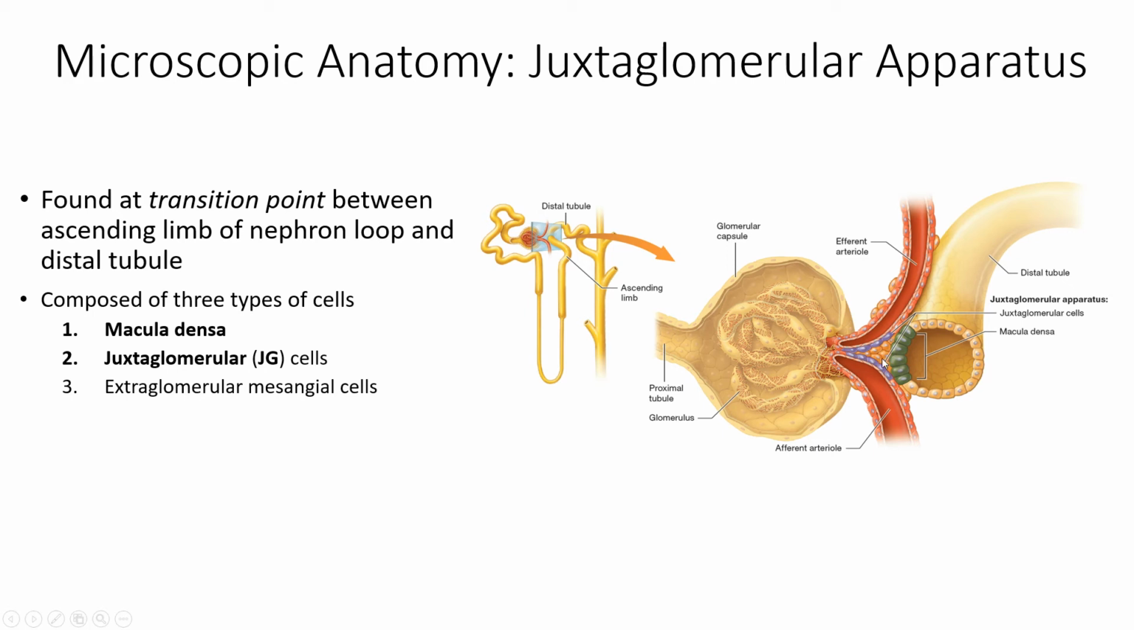Lastly, this orange group of cells right here that's not labeled are the extraglomerular mesangial cells that are located between the arterioles and the tubular cells, and they have interconnected gap junctions, and they're going to allow for the signals to be passed between these juxtaglomerular cells and the macula densa cells. So these three cells are what make up the juxtaglomerular apparatus.